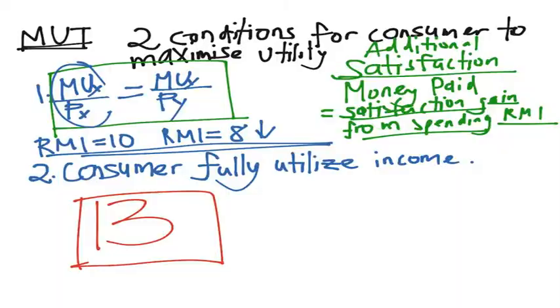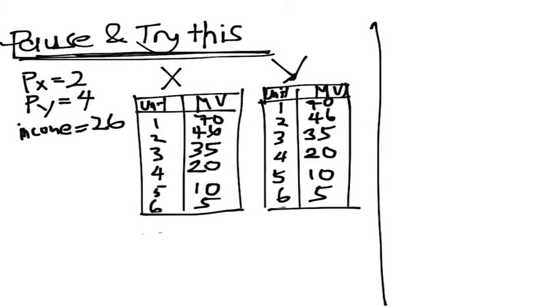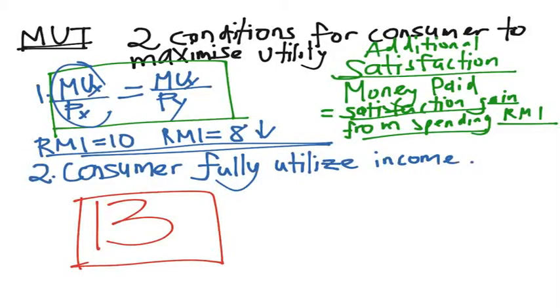Okay, so now we'll try an exam type calculation question. So I want you to pause and try this question. Okay, so now the price of X is 2, the price of Y is 4, and the consumer income is 26. So remember, there's actually two conditions that we need to satisfy. First, the consumer needs to fully utilize his income, and also the marginal utility over price of X is equal to the marginal utility over price of Y.